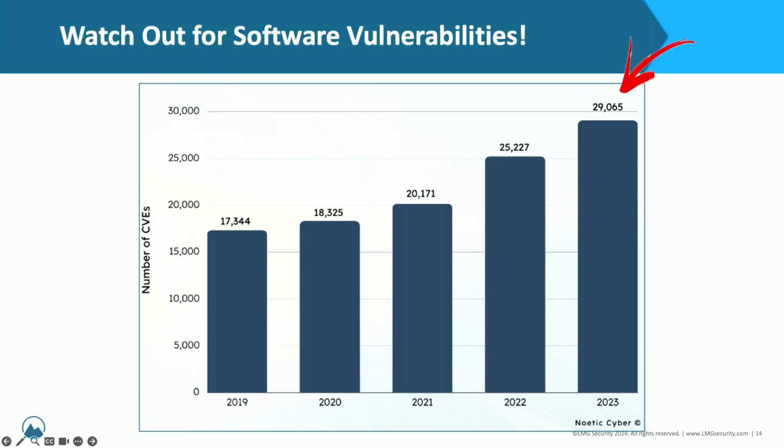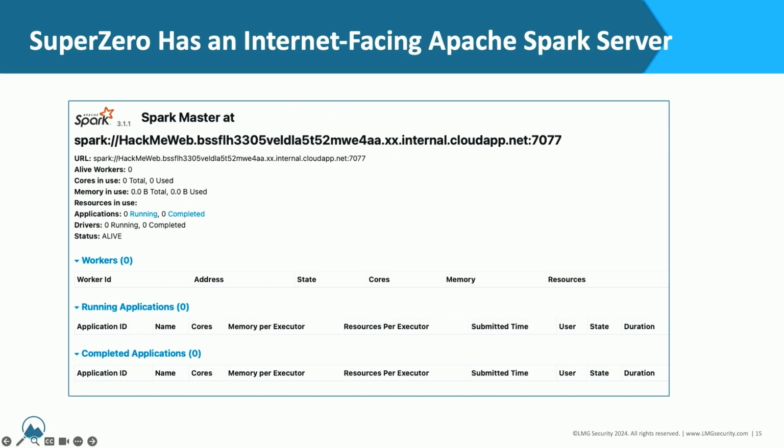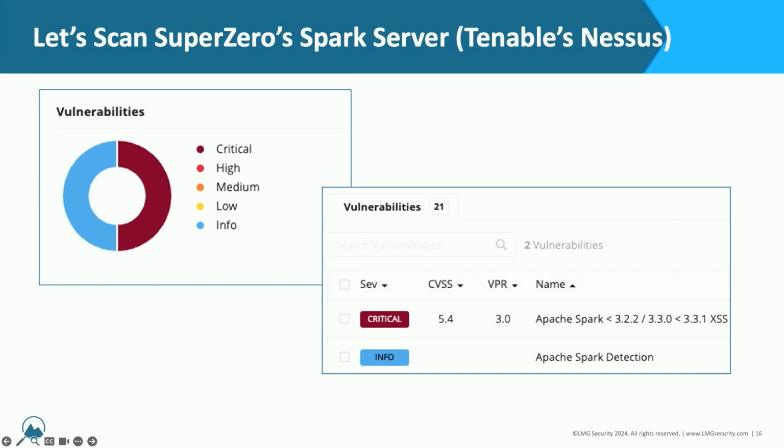But SuperZero has an internet-facing Apache Spark server. And this is something that we see used in a pretty good number of commercial enterprises. But Spark has had a large number of vulnerabilities, and a lot of those have been qualified as 0 days. So let's run a quick scan against our Spark server. We're going to use Nessus, or Tenable's Nessus for this one.